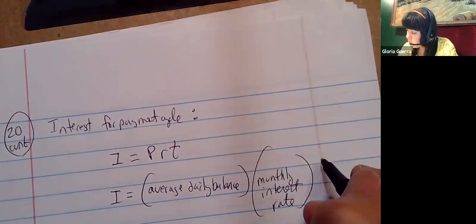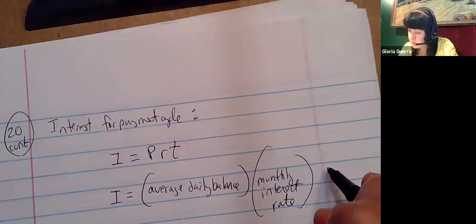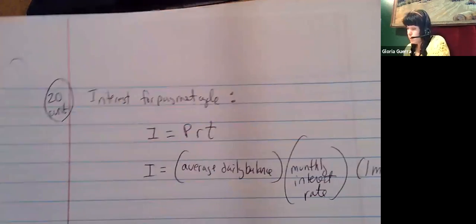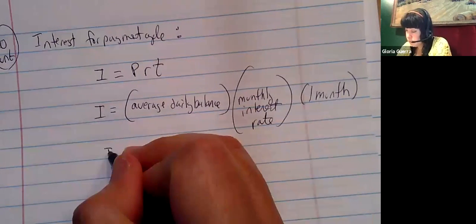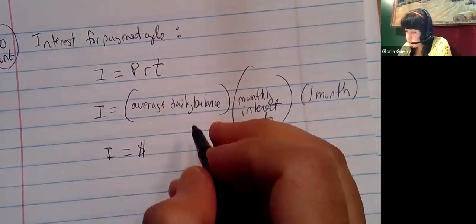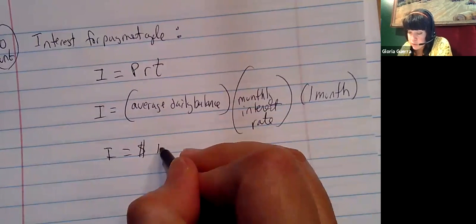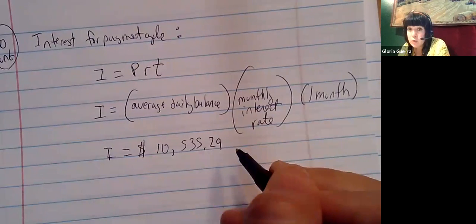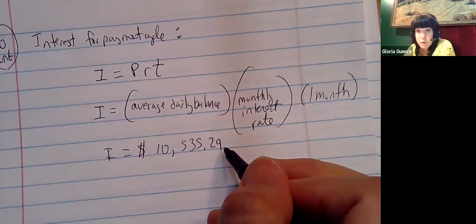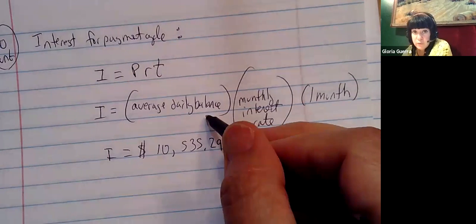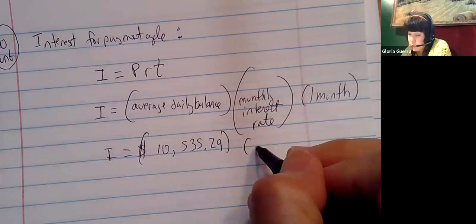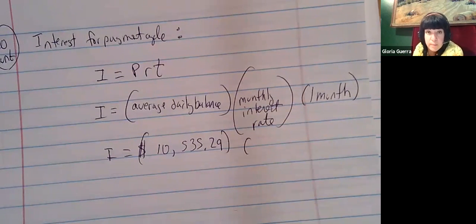Times your time, and your time is just 1 month. And so for us, that average daily balance was $10,535.29. And on your problem, it'll be on a chart. You just got to look it up on the chart and identify it, average daily balance. And then the monthly interest rate, they said was, let's see.